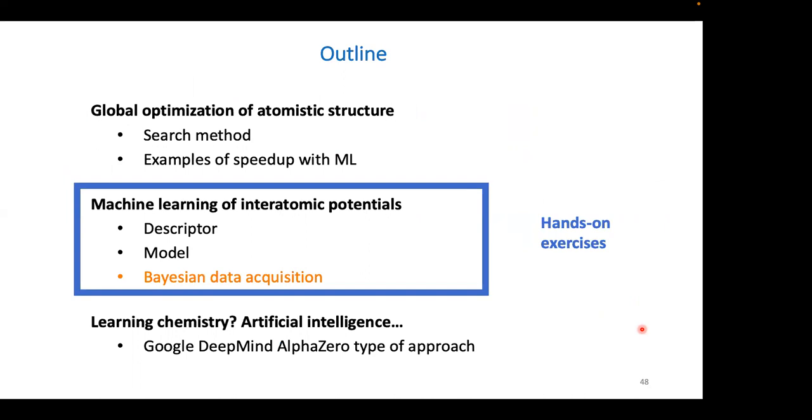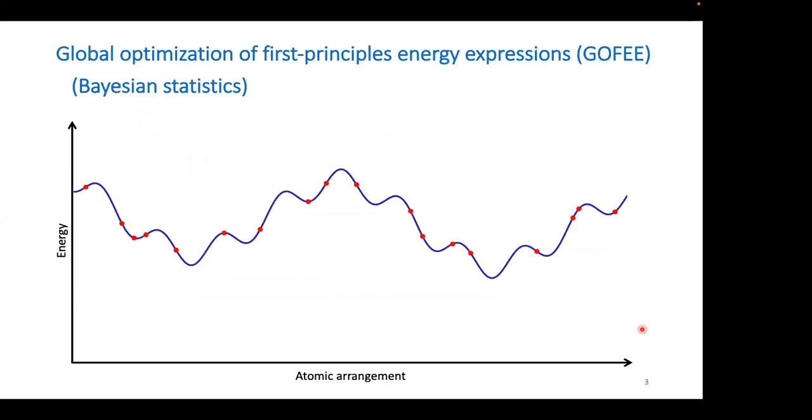Okay, I will now consider the final piece that enters the active learning that is required for this machine learning potential. And that is, how do you choose the data points that are the best ones? And I'll return, as I promised, to Valde's GOFI method. And by the way, GOFI stands for Global Optimization of First Principles Energy Expressions. It's a stupid acronym, but that's what it was.